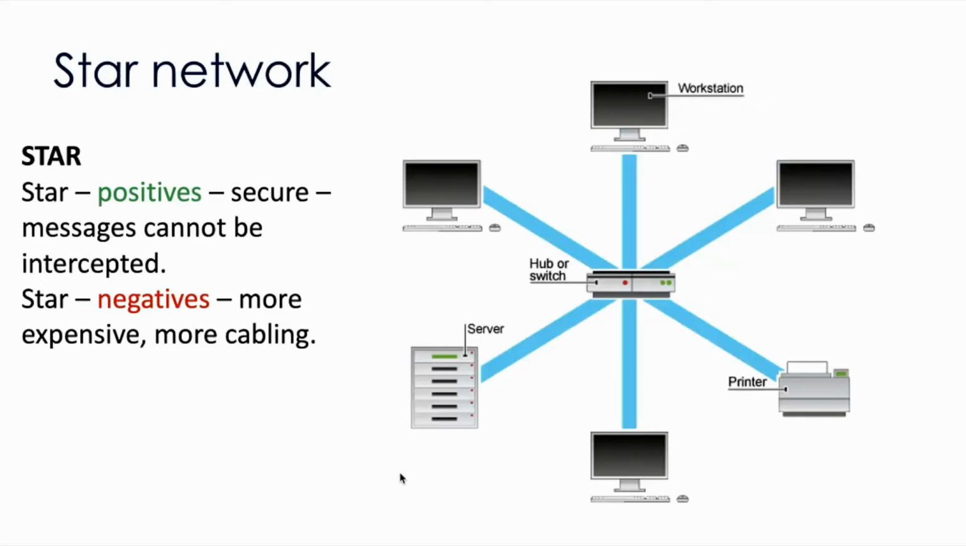Star network. So what we've got here is a network that actually looks like a star. It's in the star shape. We've got our server in the bottom left there, and we've got a hub or switch. Connected to that are, in this case, 4 workstations and a printer. The positives of that are it is secure, much more secure than the bus, for example. Messages cannot be intercepted. Negatives, it's more expensive to set up, because it needs more cabling. This kind of network is what you would typically see in a school or college.